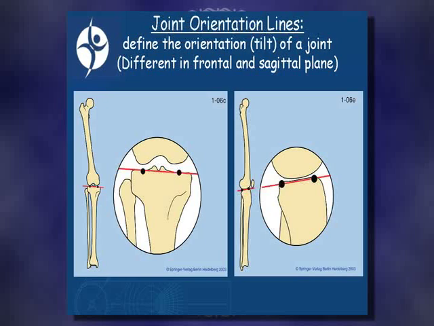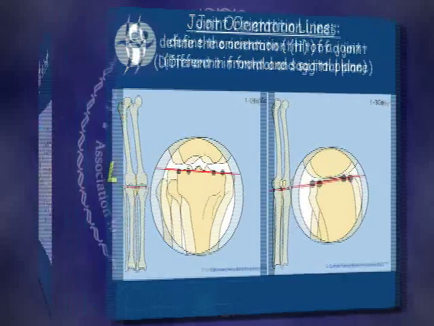So for the joint orientation line of the knee, on the AP and lateral view, it's pretty straightforward. You draw a line from the top of the tibial plateaus. On the sagittal view, same thing. From front to back, you draw a straight line. That's the knee joint axis.